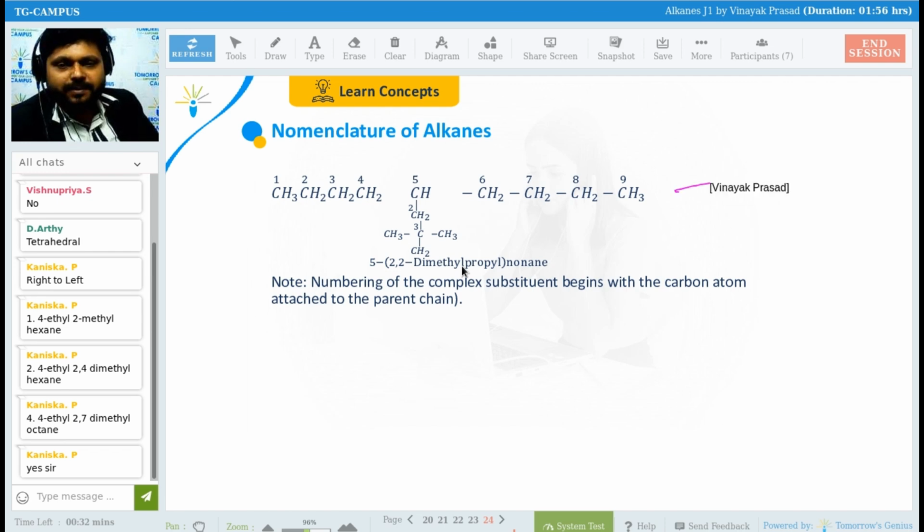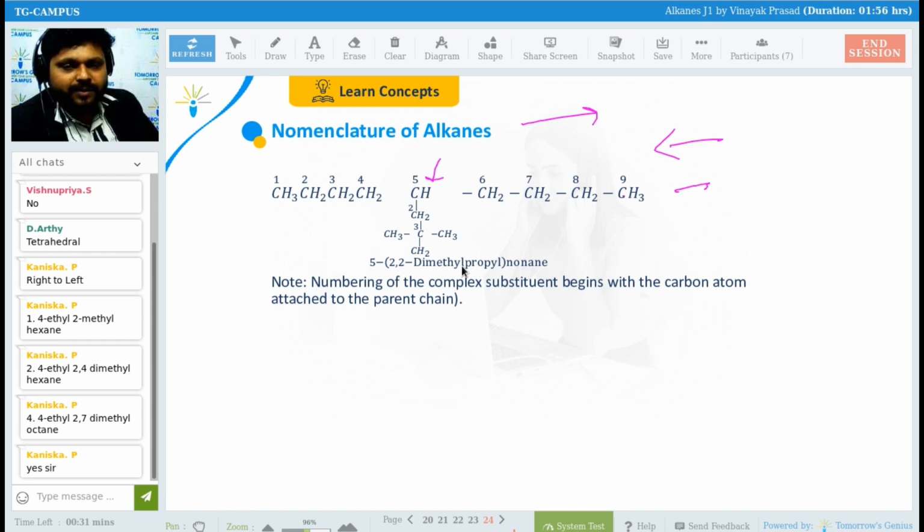See here, how many carbons are there? Total number of carbons is 9. Now, at the fifth carbon, you can see there are three other groups attached. So how will we write this? See guys, we have to start our counting, either from left to right, 1, 2, 3, 4, 5, or from right to left, 1, 2, 3, 4, 5. Either way, the same number comes for the fifth position. And at this position, what are we having?